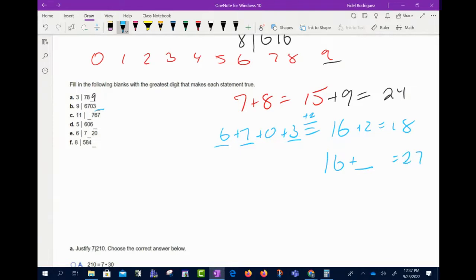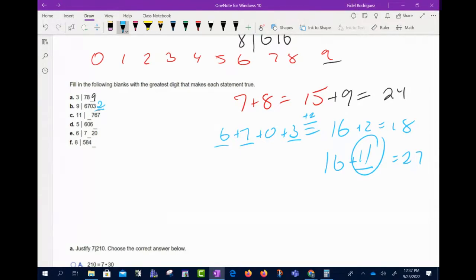Anybody know what we would have to add to 16 to get 27? 16 plus what gives me 27? Anyone know? I'll give you a hint. What's 27 minus 16? 11, right? Okay, but that right there, guys, has 2 digits. So I can't do that, right? So what's the number I'm going to use? I'm going to use a 2, right? That's all I'm trying to figure out here, okay?